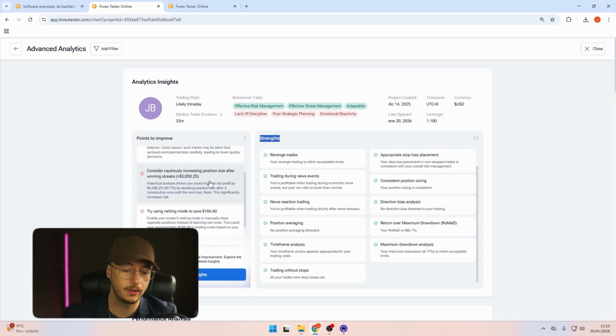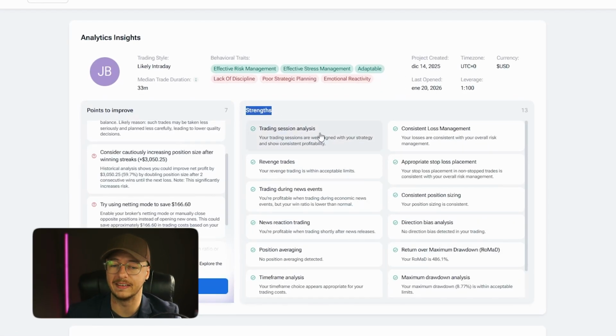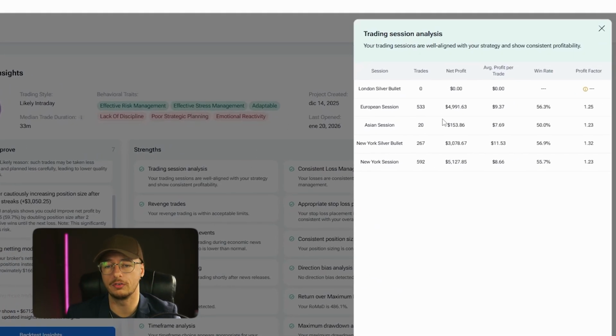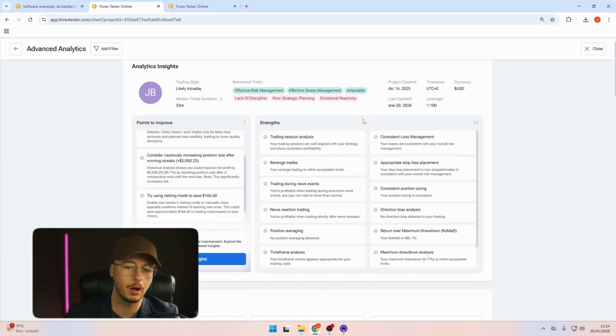As well, we could add things like the trading session analysis that we click in. We'll be able to see the sessions that I have traded in and where I'm getting a better profit factor. In this case, mine is quite equal, so it points it out as a strength. But in a lot of strategies that I've backtested, maybe the European session works better than the New York session or vice versa. So this is a major point where we need to put our attention.